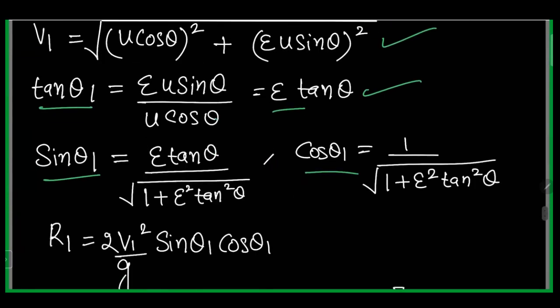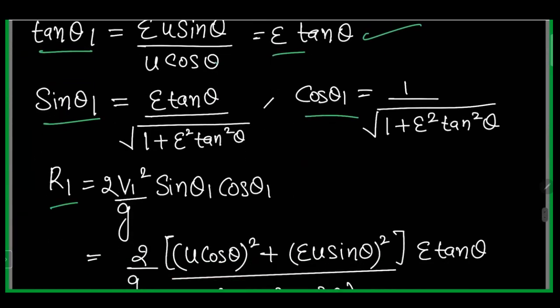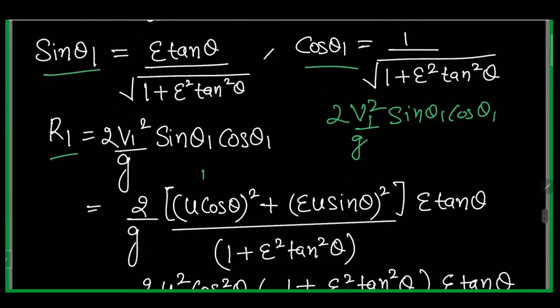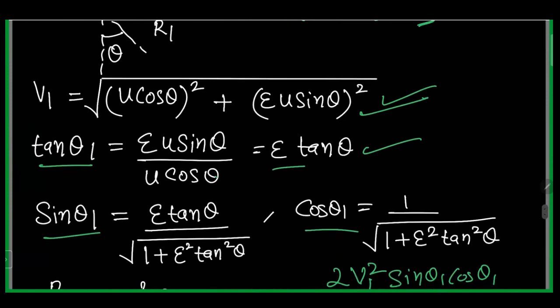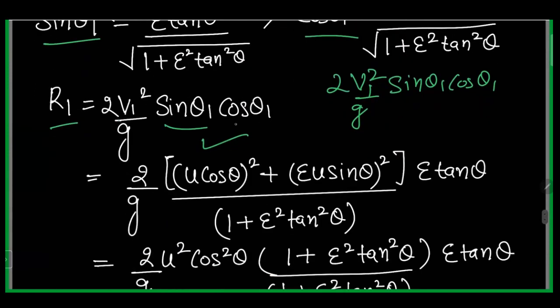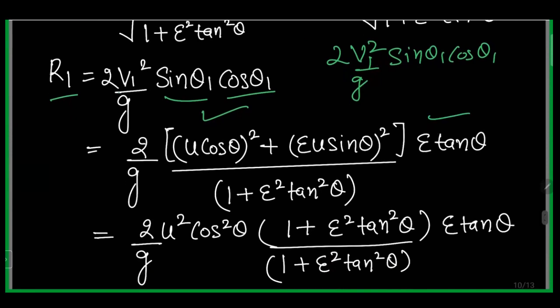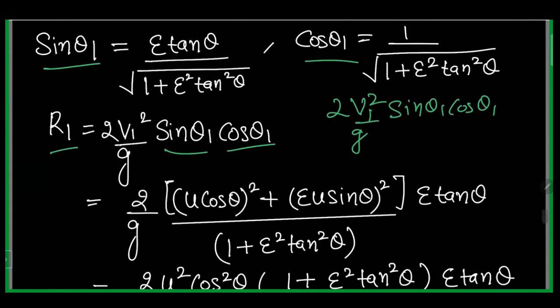And now I will be finding the range. So what is the formula for range? 2 v1 squared by g, sin theta 1 cos theta 1. So I will put the value of v1, which I derived here. I will put the value of sin theta 1. I will put the value of cos theta 1. Everything I did here, I am putting the values here.